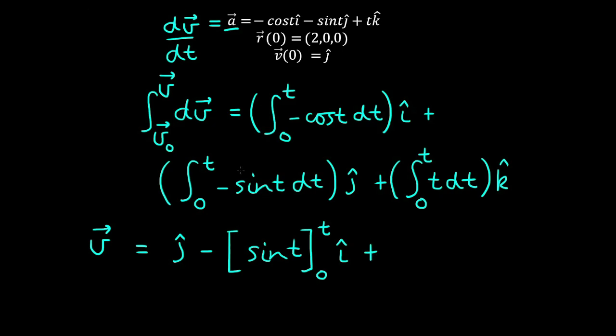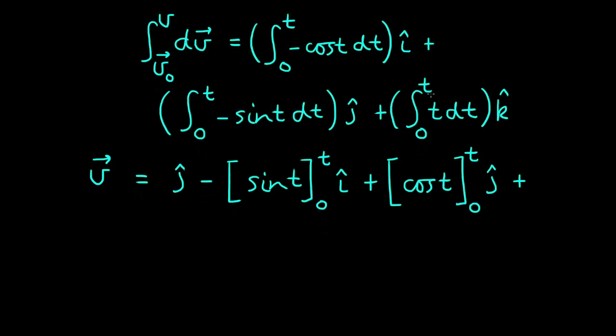and then we have the integral of minus sine t, which gives minus minus cosine t, evaluated at t equals 0 and t, multiplied by the unit vector j, and finally we have the integral of t, which gives t squared on 2, evaluated at 0 and t, multiplied by k.